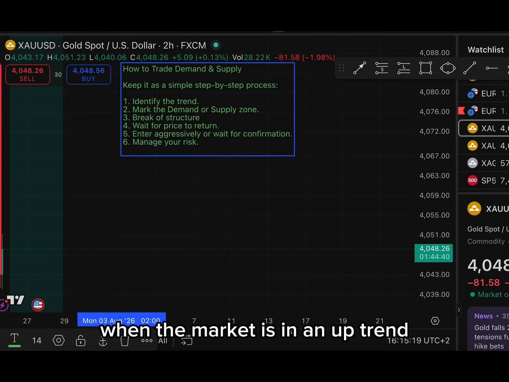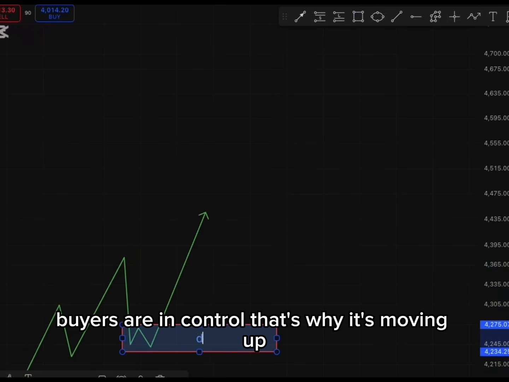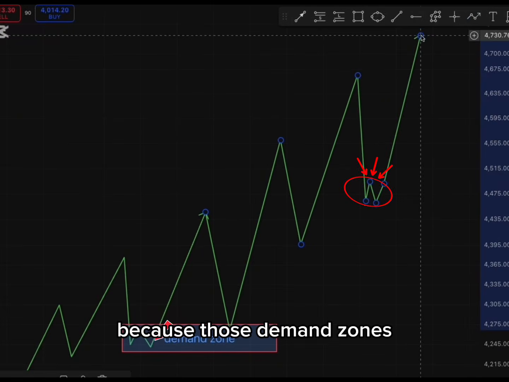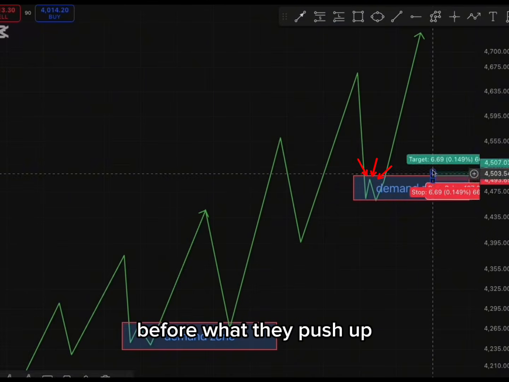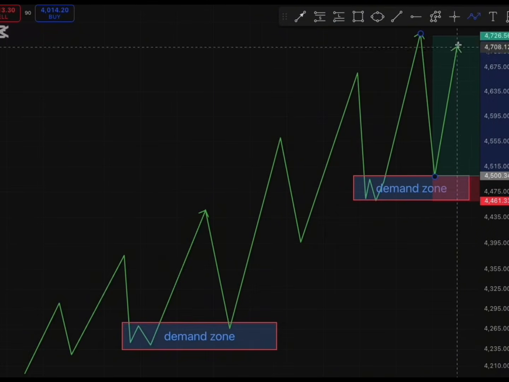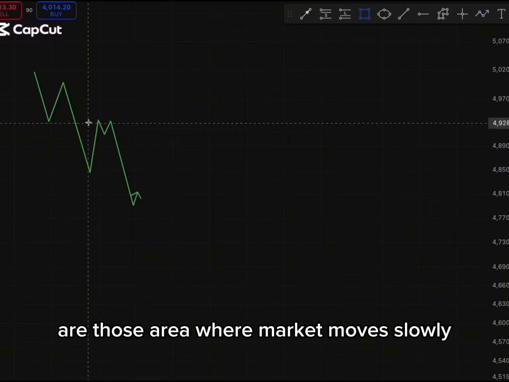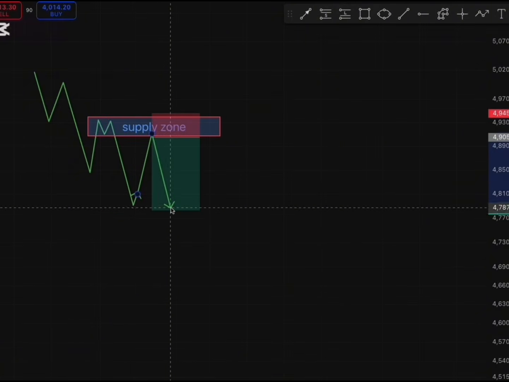When the market is in an uptrend, yes, buyers are in control. That's why it's moving up. Then what do you look for? Your demand zones. Because those demand zones are the areas where the market moved slowly before they push up. Those supply zones are those areas where the market moves slowly before they push down.